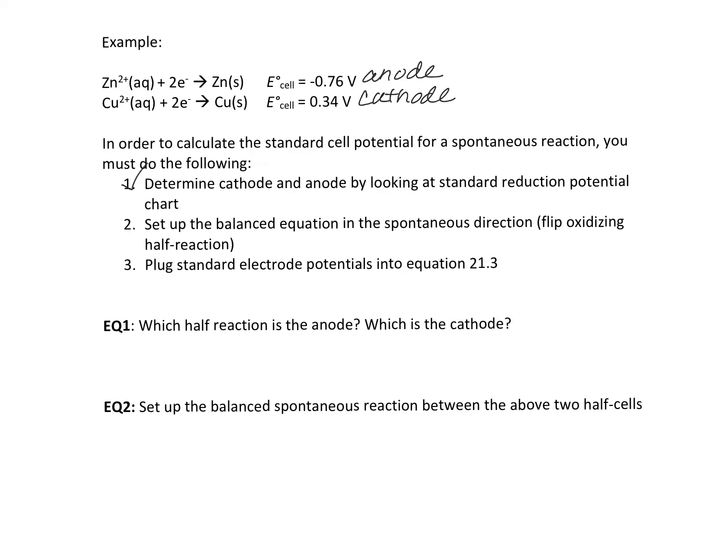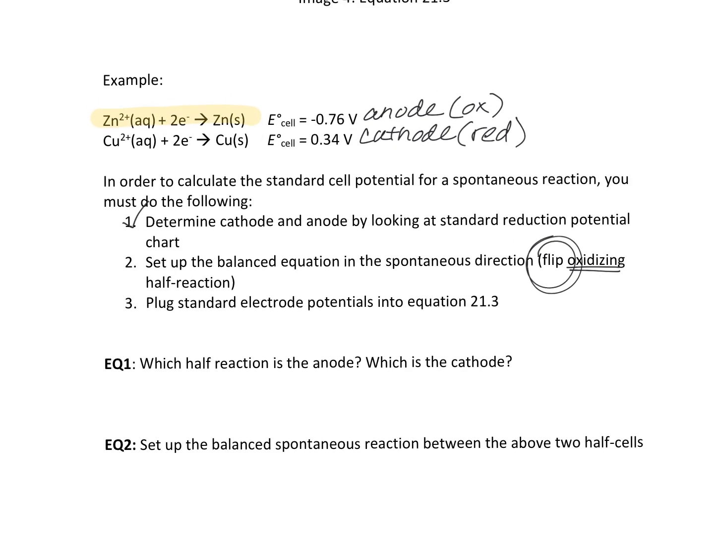Next, I want to set up the balanced equation in the spontaneous direction. What that means is that the one that's going to be oxidized, I'm going to flip that half reaction. Okay, so which one's going to be oxidized? Well, I know An Ox, so the anode is oxidized. Red Cat, the cathode is going to be reduced. So basically, I want to take this one right here and flip it. All right, let's do that.